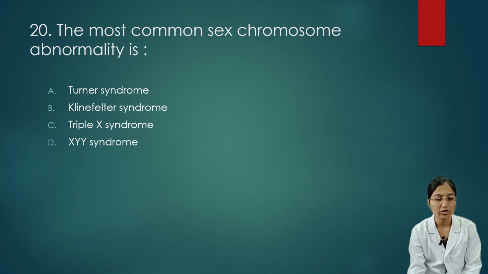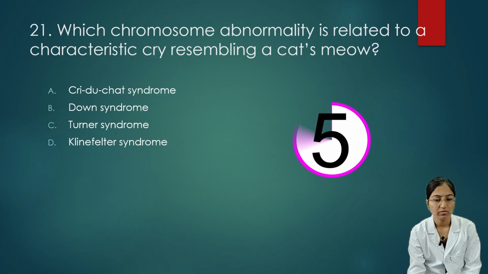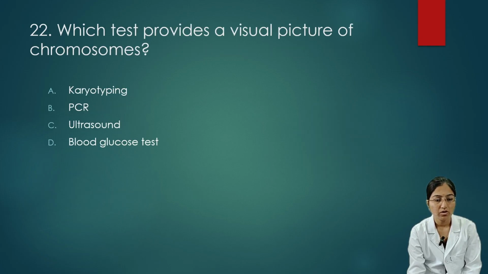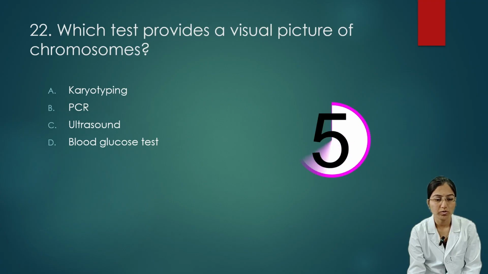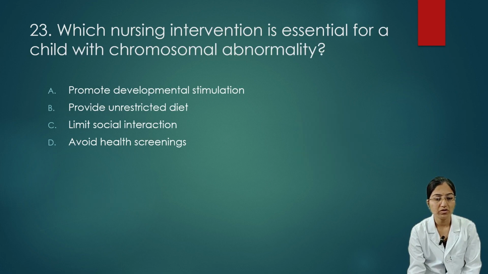The most common sex chromosome abnormality is Klinefelter syndrome. Which chromosome abnormality is related to a characteristic cry resembling a cat's meow? Cri-du-chat syndrome. Which test provides a visual picture of chromosomes? Karyotyping.